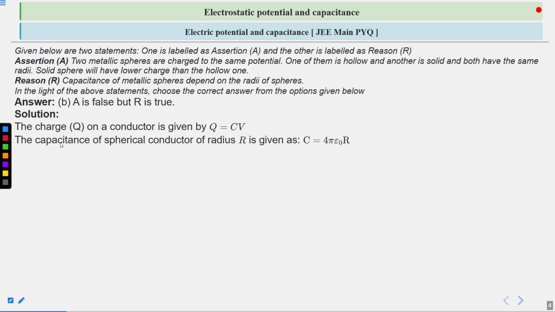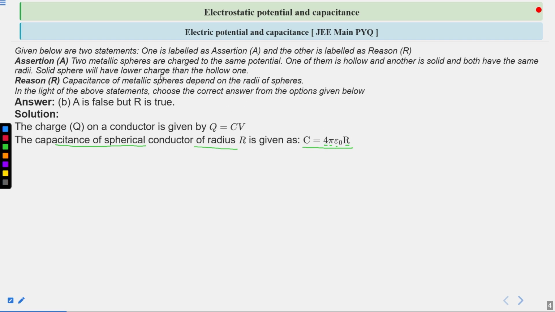As we know, the capacitance of a spherical conductor of radius r is given as C equal to 4 pi epsilon naught r. So you can see that 4 pi and epsilon naught are constants. So what is the variable term here? This r, the radius. So capacitance depends upon the radius of the sphere. Okay, so what was the reason? Capacitance of the metallic sphere depends on the radius of the sphere. So the reason is true, because capacitance depends on the radii of the spheres.